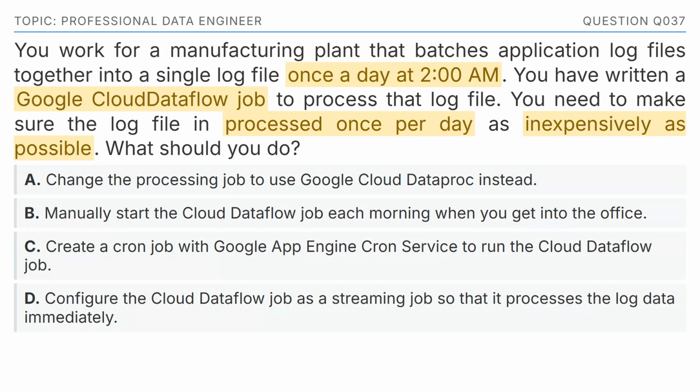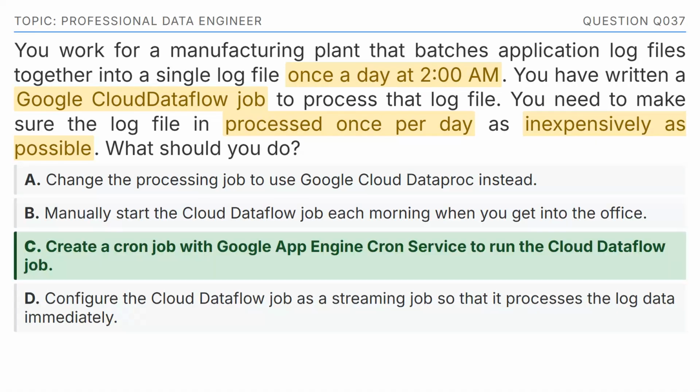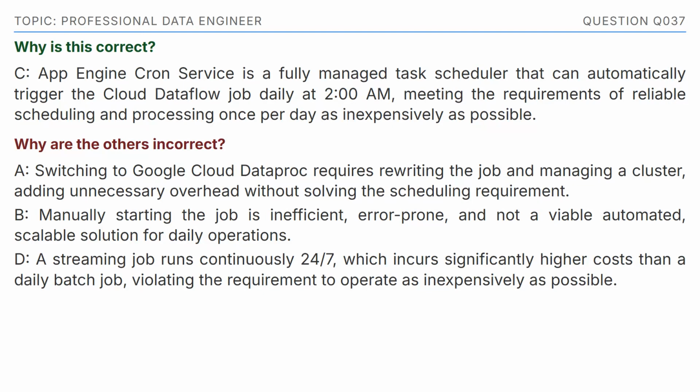To arrive at the correct answer, we focus on the keywords: once a day at 2 a.m., Google Cloud Dataflow job, processed once per day, inexpensively as possible. The correct answer is option C, create a cron job with Google App Engine cron service to run the Cloud Dataflow job. Why is this correct?